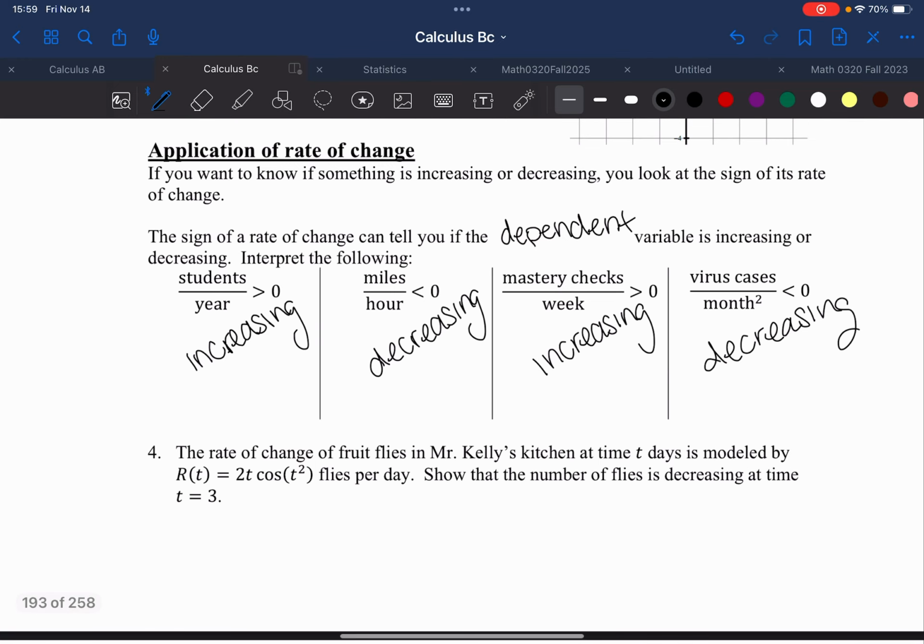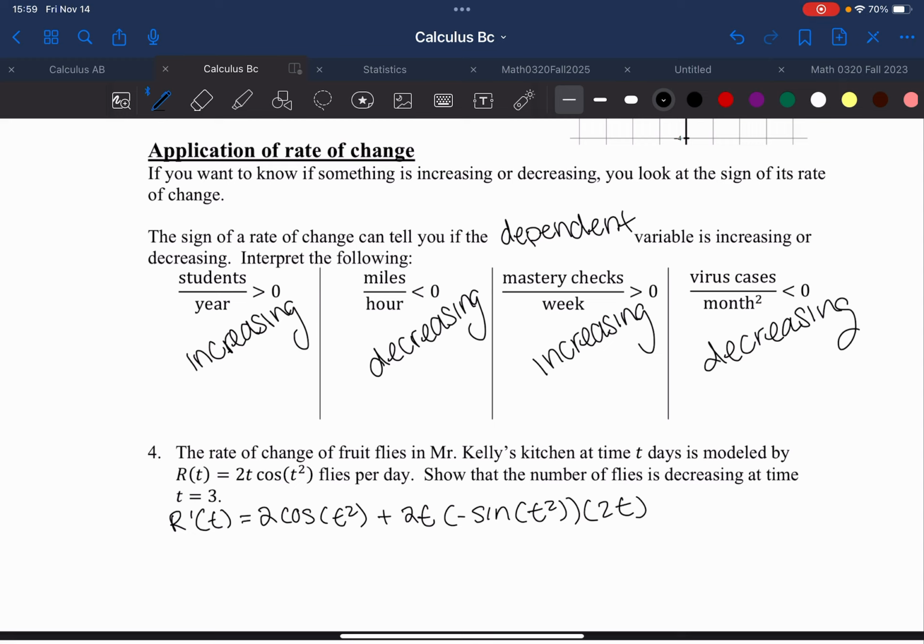And then lastly, it says the rate of change of fruit flies in Mr. Kelly's kitchen at time t days is modeled by r of t is equal to 2t cosine t squared flies per day. Show that the number of flies is decreasing at time t equals 3. So our first step here would be to take the derivative. So r prime of t is equal to, and notice here we're going to have to use the product rule and the chain rule. So this would be 2 cosine t squared plus 2t times negative sine t squared times 2t.